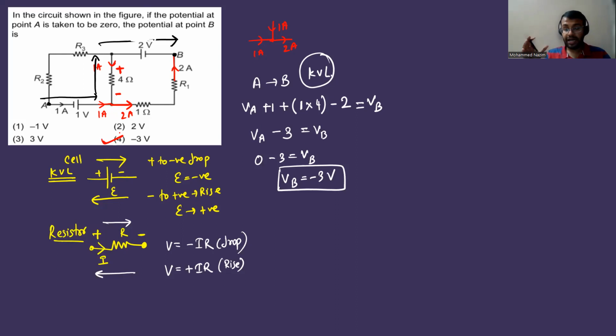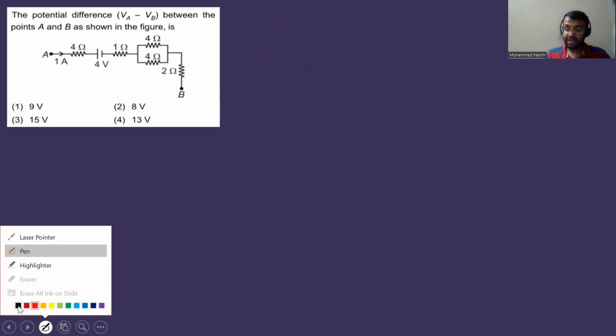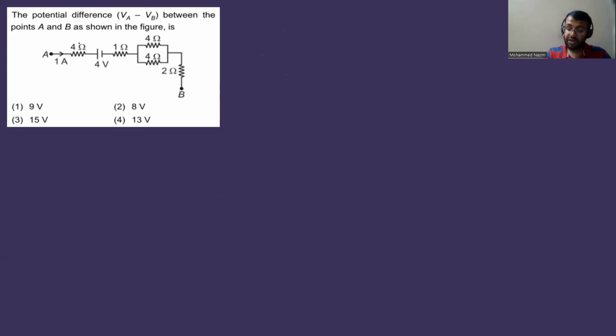Try to understand all the concepts so that you can solve further problems on your own. Next, similarly, we have a question here: the potential difference VA minus VB between the points A and B. So here we have to again apply KVL, but before applying KVL, because all are in series, isn't it? It's just one branch, so only one current will flow.